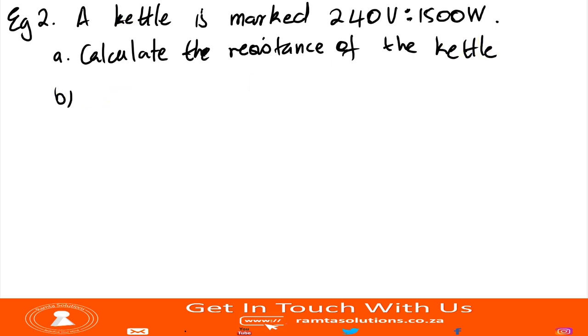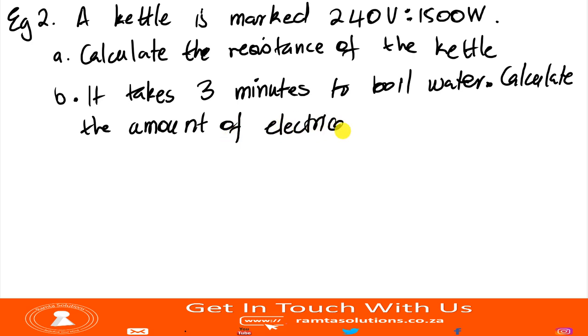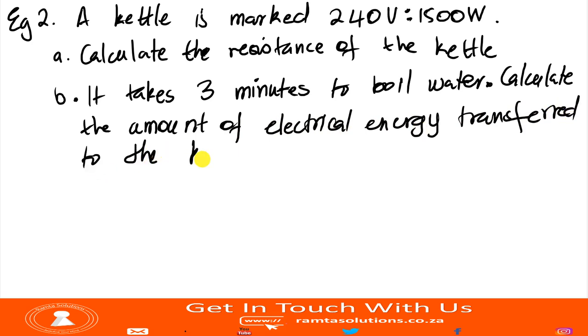B, it takes 3 minutes to boil water. Calculate the amount of electrical energy transferred to the kettle. Okay. Now our solution.